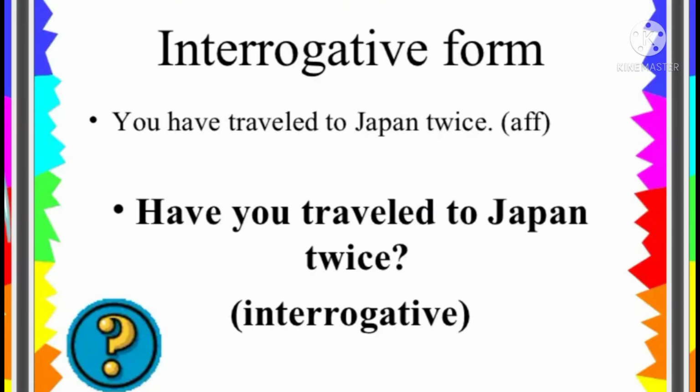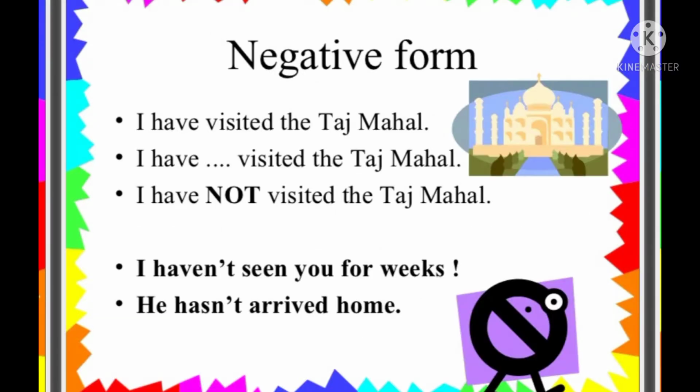There is an interrogative form given here. Example, you have traveled to Japan twice. That is affirmative. When you make it into a question, take have to the beginning, or you start with the auxiliary have. Have you traveled to Japan twice? In order to make negative sentences, we use not or n't as short form. I have visited the Taj Mahal. That is affirmative. I haven't visited the Taj Mahal. I have not visited the Taj Mahal.